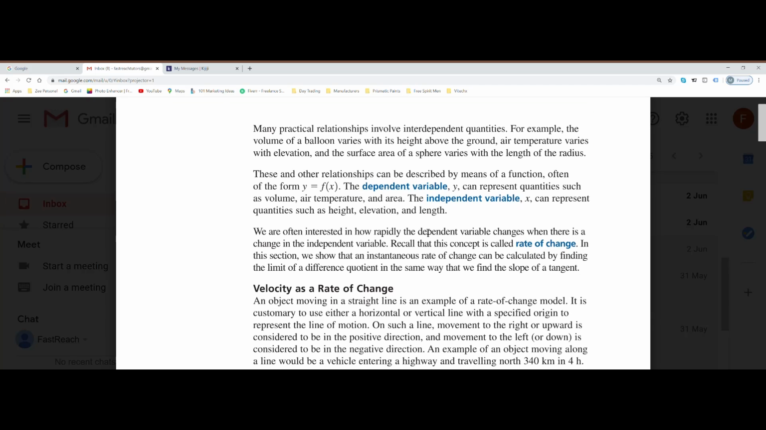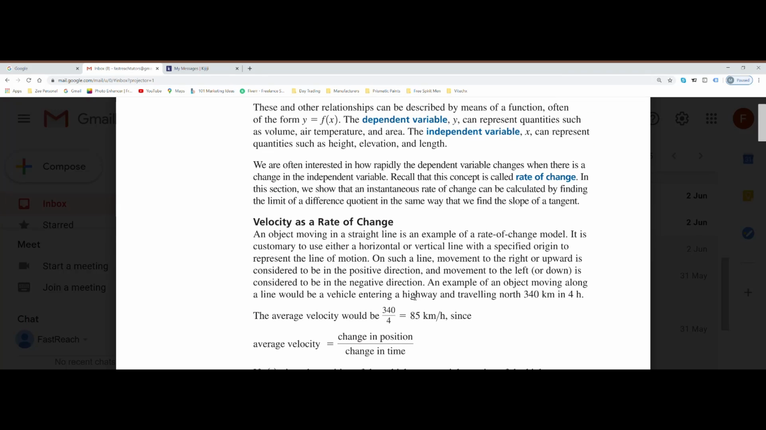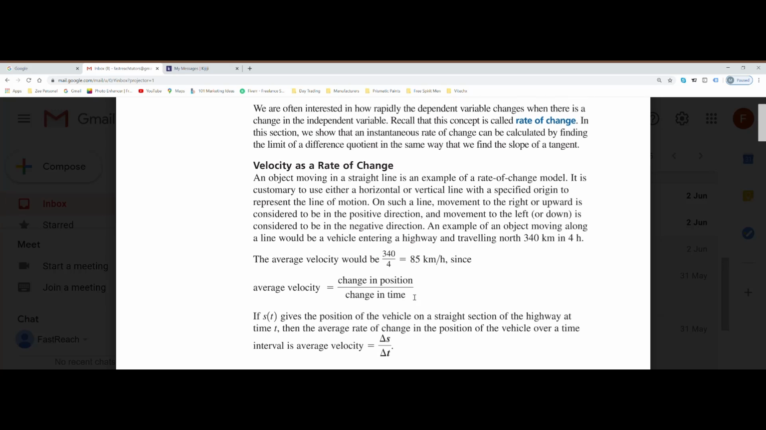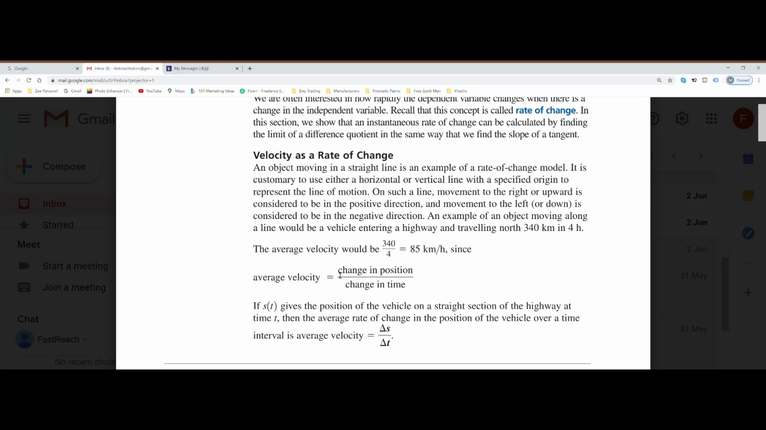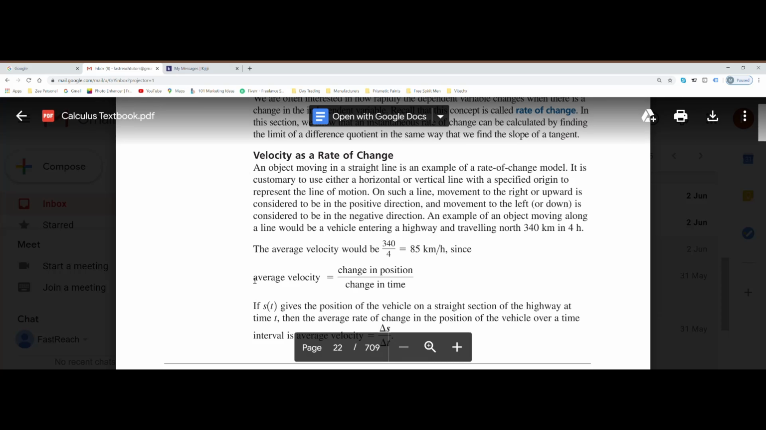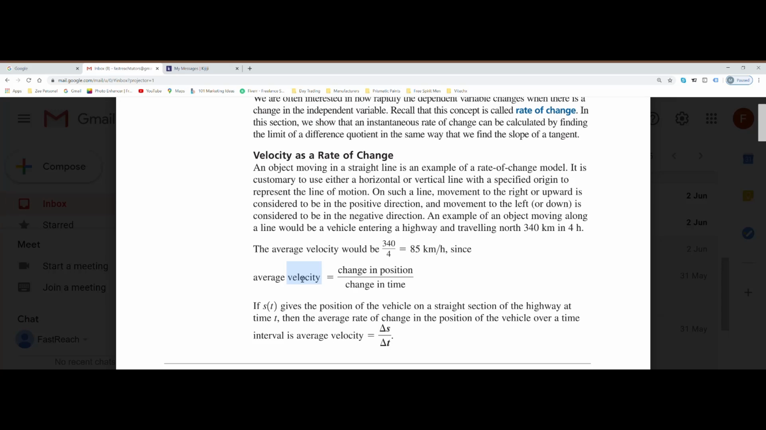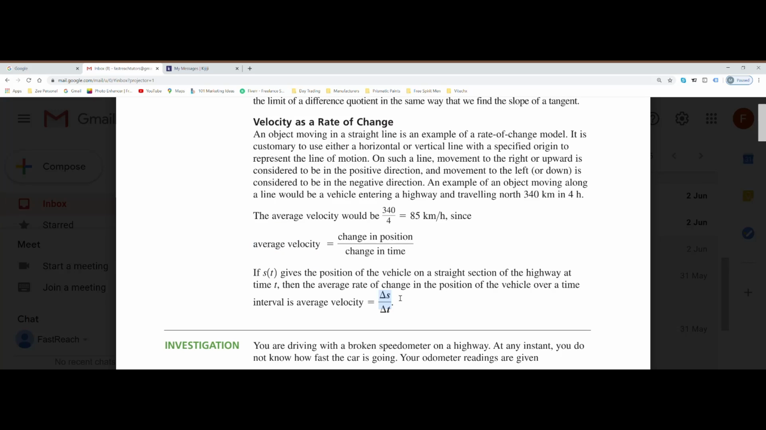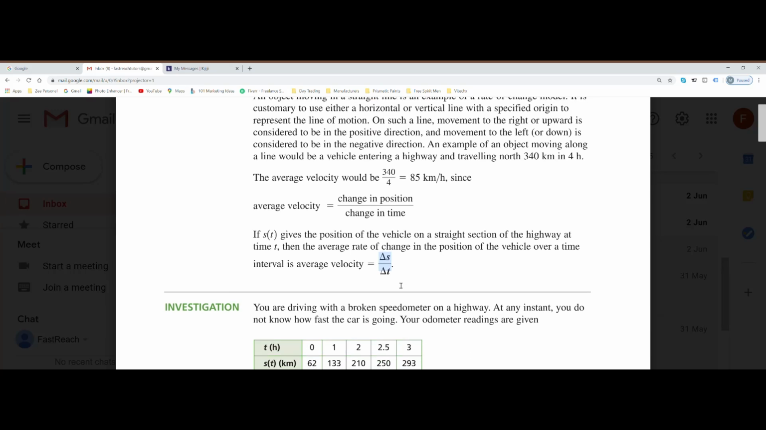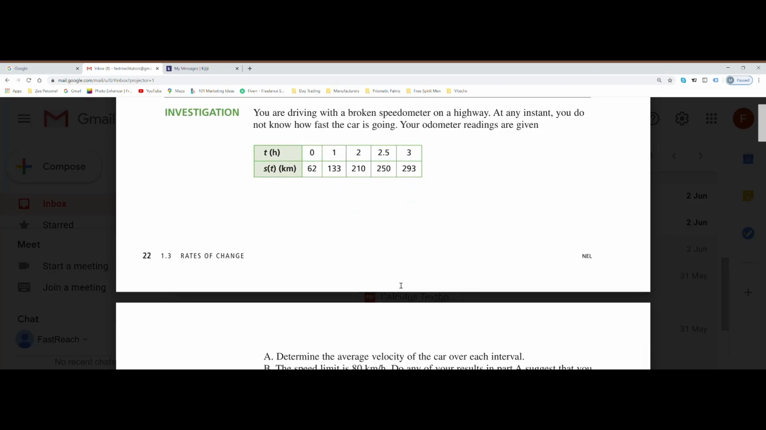sphere. So in this section, we're going to be looking at average velocity and instantaneous velocity. When you're given 2 points, you're more likely going to be using the formula for average velocity, which is change in position over change in time. For change in position and change in time, you usually have a final position, an initial position, and a final time and an initial time.